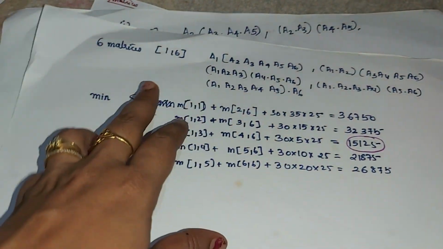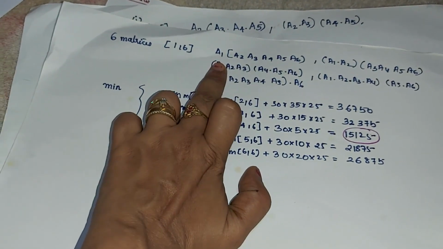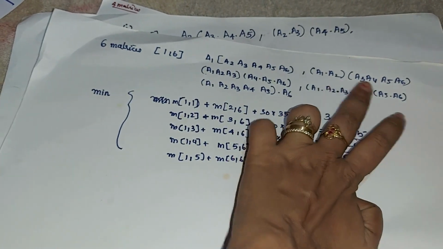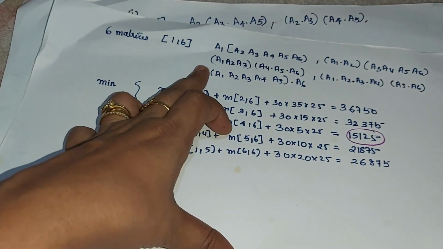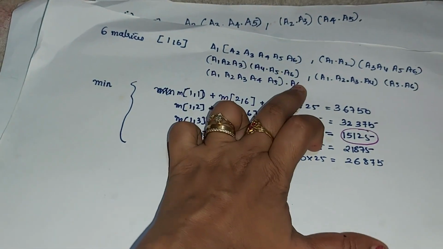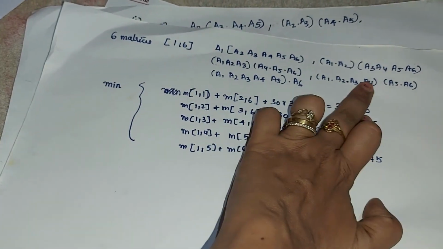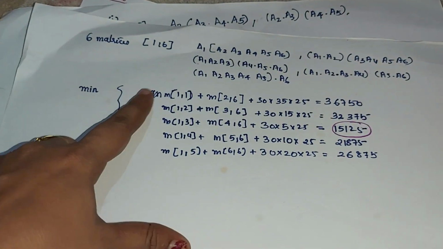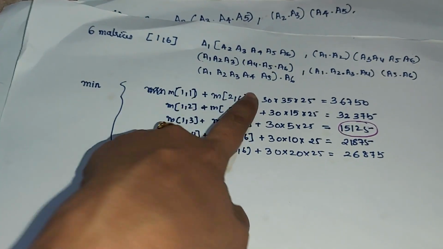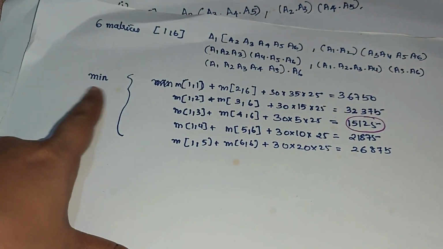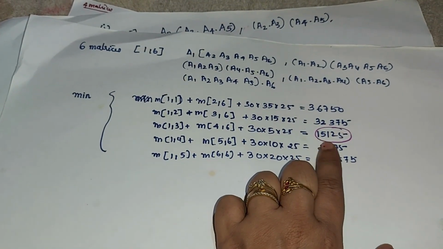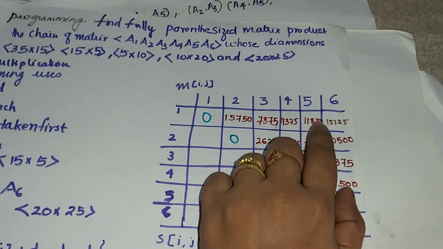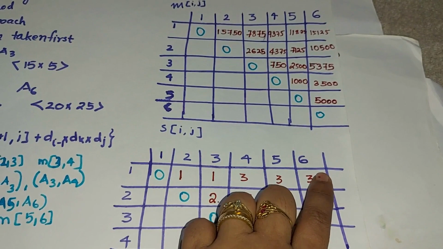Now 6 matrices together, that is 1 to 6. You have the combination of A1 into A2 to A6, then A1 into A2 together, then A3 to A6. Next is A1 to A3, then A4 to A6. Next A1 to A4, then A5 to A6, then A1 to A5 together, then A6. Then you take the minimum value, you will get 15125. That is, you'll have to update here. The split has occurred from the third matrix.